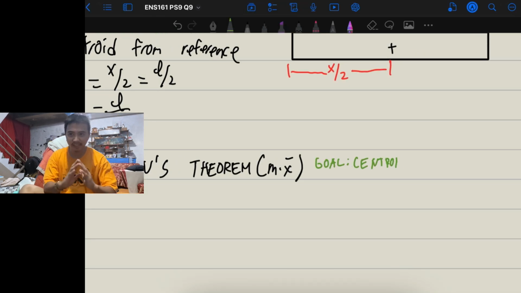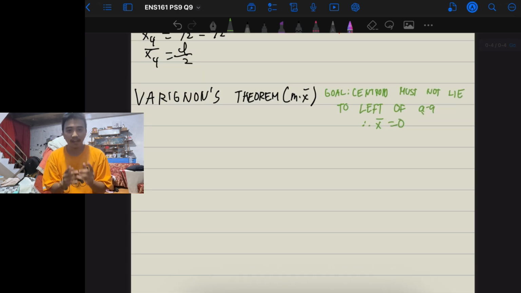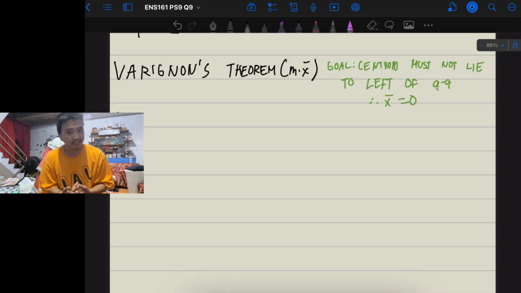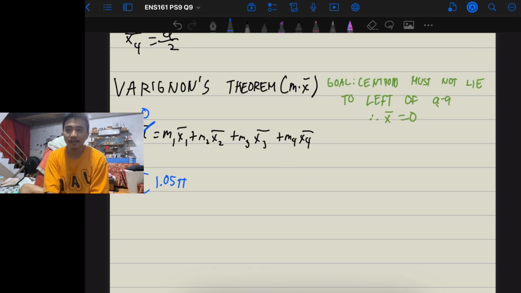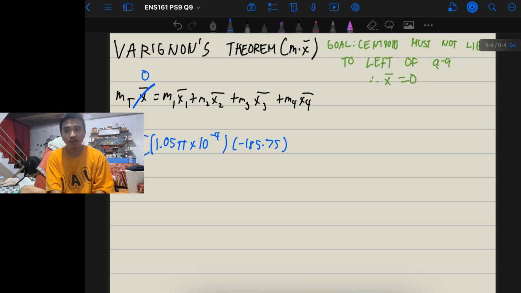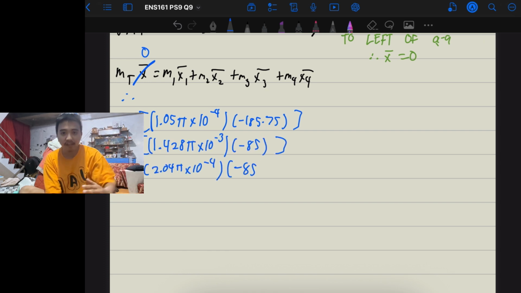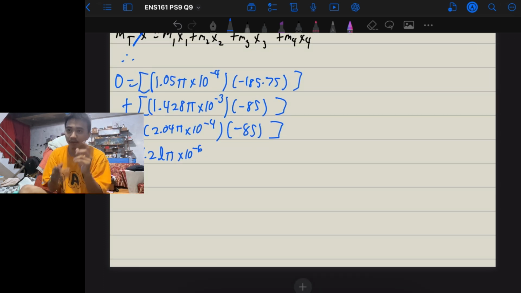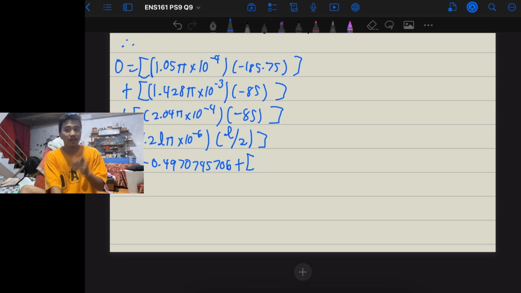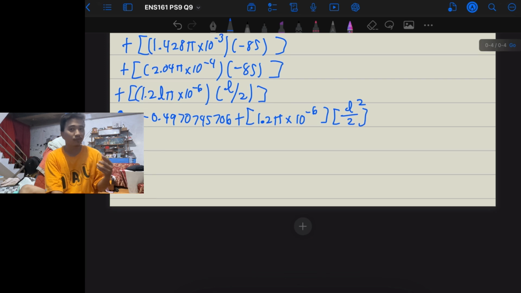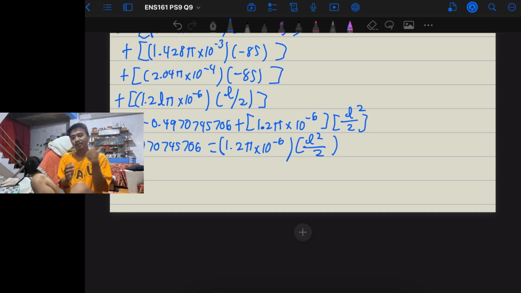Now let's proceed with Varignon's theorem. Its goal is that the centroid must not lie to the left of A-A, because that's what is given in the problem. So we have the total of the moment equal to 0, and now let's input all our mass calculations from earlier, and of course the centroids. So we got that solution. We got 0 equals negative 0.49, and I'm not going to keep up with that. You can see the solution right there.